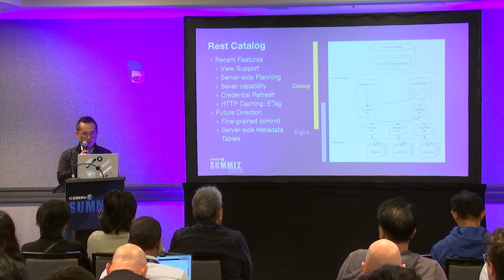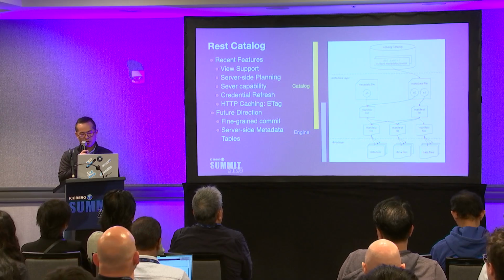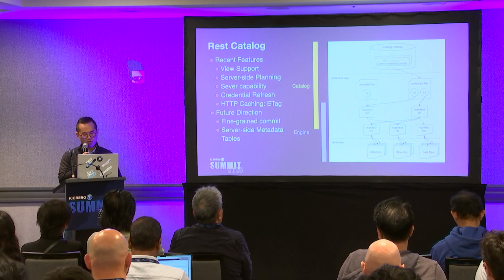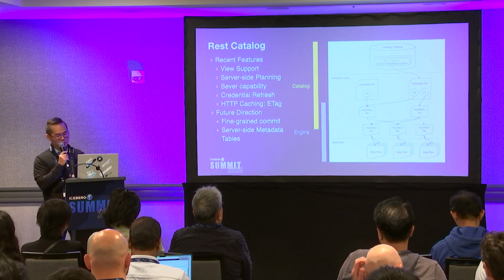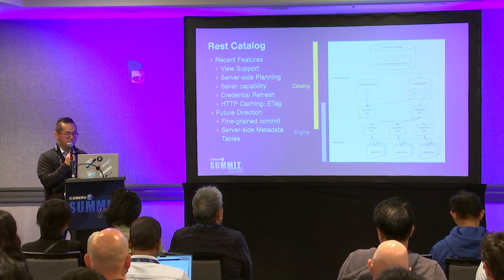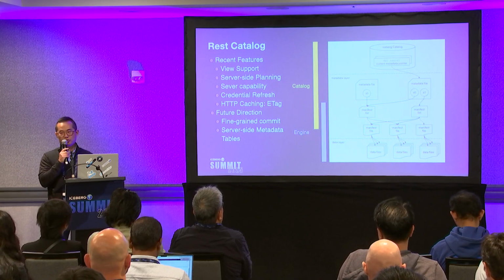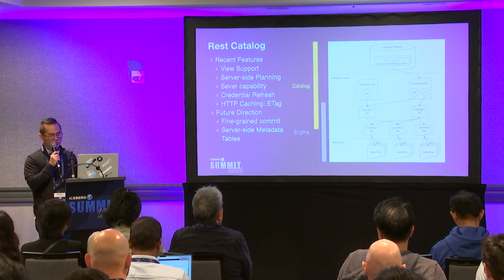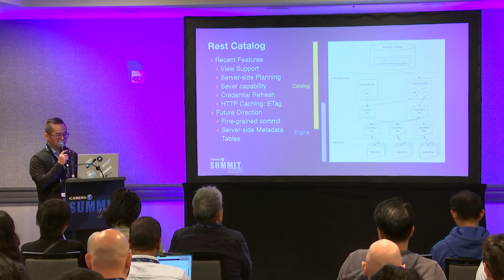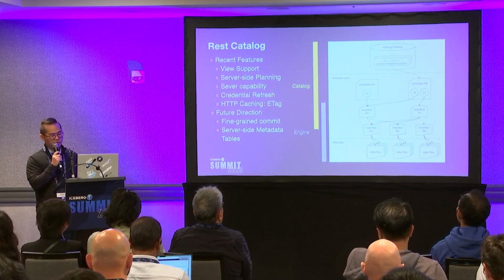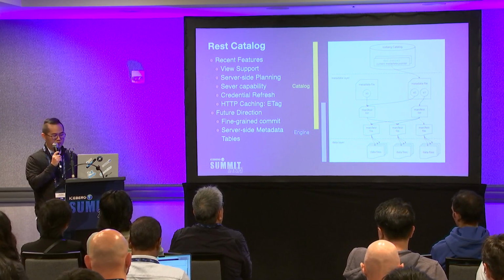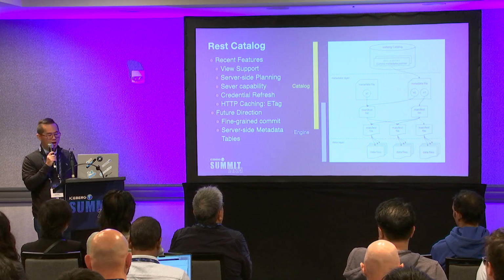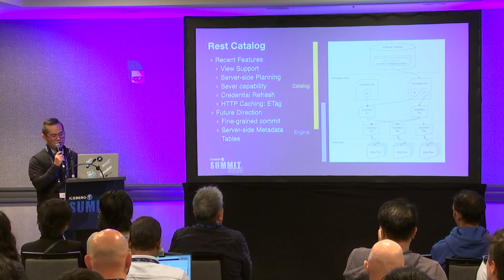And server capability, it's more about compatibility. It means we have like 10 endpoints for the REST catalogs, and this particular server implementation only supports 5 of them, so clients can make better decisions rather than trial and error. And credential vending, credential refreshing. This is very useful for production environments, especially with cloud object stores.